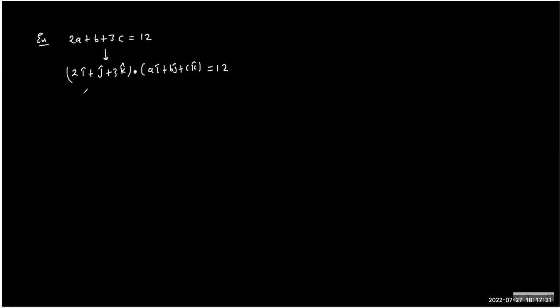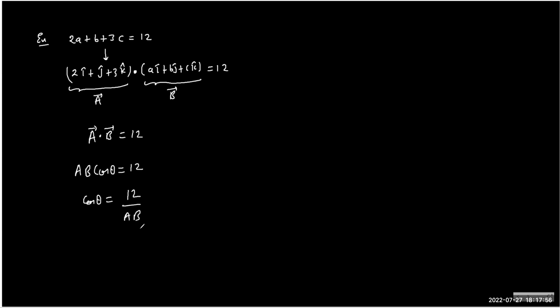And now, once we have written in this format, we can write the definition of a dot b. So you can treat this entire term as capital A and this entire term as capital B. So it looks like a dot b is 12, which you can write as ab cos theta equals 12. So cos theta is how much? 12 upon ab. And we know from trigonometry that cos theta is always less than or equal to 1, right? Which means the product of a and b cannot be less than 12.